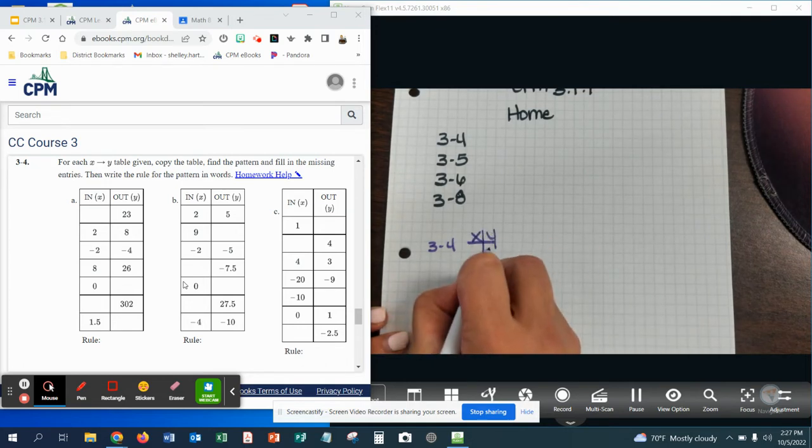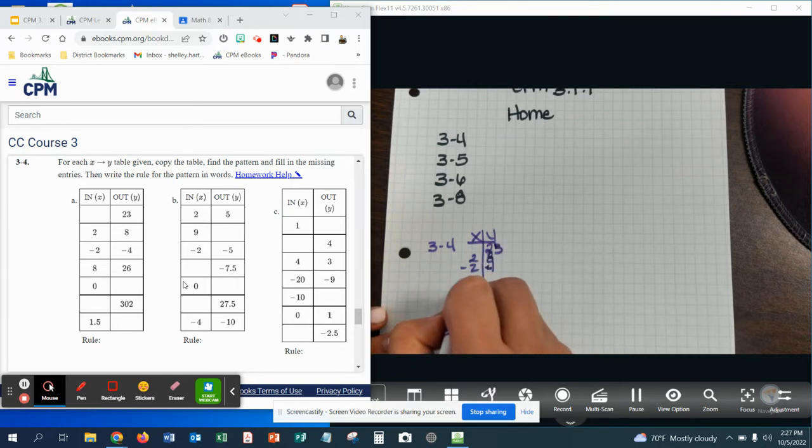So the first one is 2 and 3. The second one is 2 and 8. The third one is -2 and -4. Then 8 and 26. And then 0 and 2, and then 1.5.